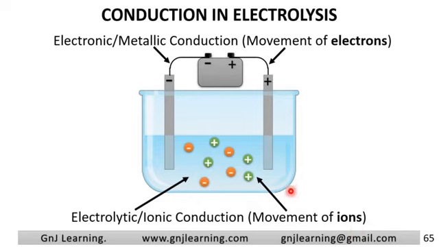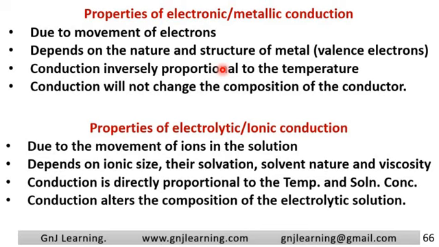So in electrolysis we have two types of conduction. We have learned a lot about this type of conductors in physics, but we haven't learned much about this type of conduction. In this chapter we will learn a lot about this type of conduction, because it is very crucial to understand the process of electrolysis. So we will first make a comparative study between the properties of electronic and electrolytic conduction.